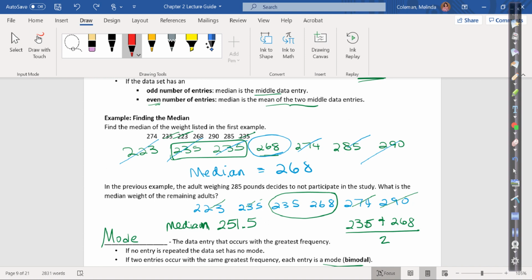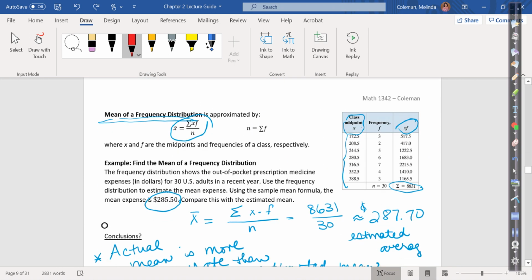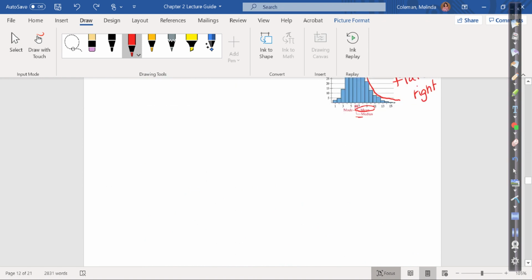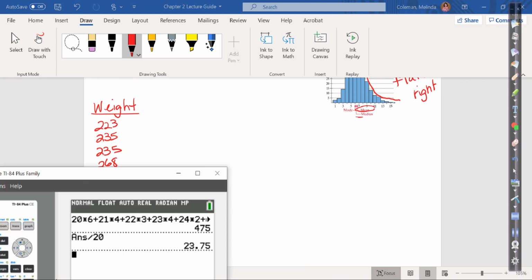So how do you use your calculator? Because your calculator will give you a lot of information. And when we get to the next section, we're really going to be able to rely on our calculator. So just really quickly so that you know. Again, we were looking at the weights. Now we said we had 223, 235 twice, 268, 274, 285, and 290.